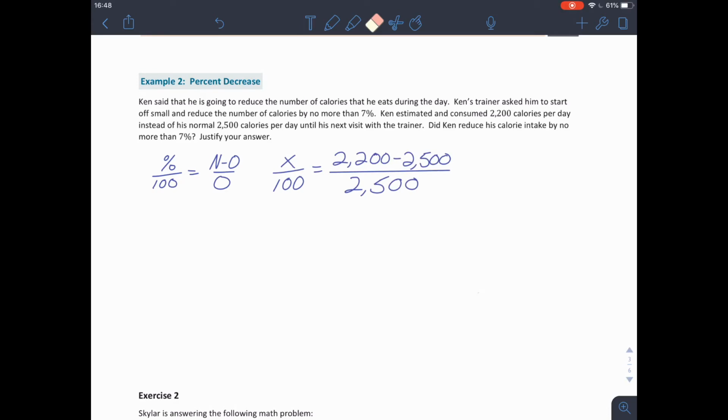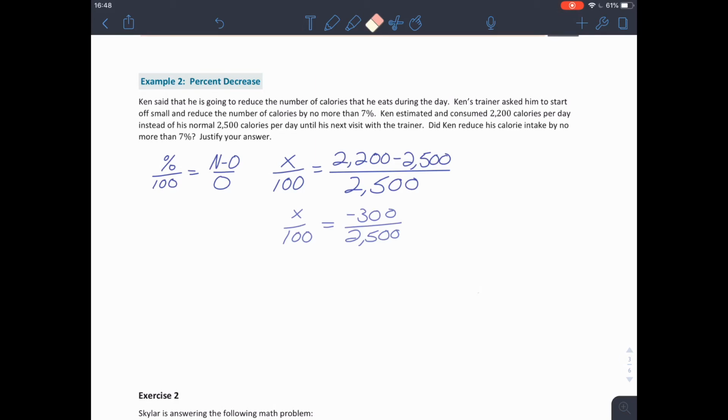So what I'm going to do is take the new number of calories, which is 2,200, and subtract away the original, which is 2,500. That is our part, what I get when I subtract those. That's how much it changed. And then I'm going to put it over our original amount.